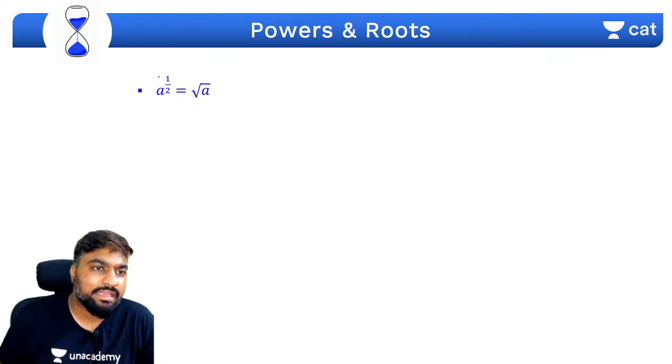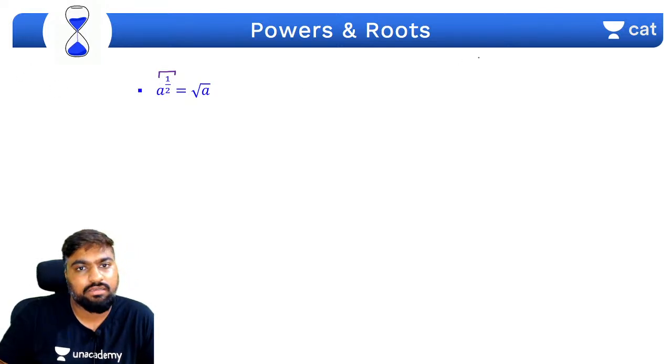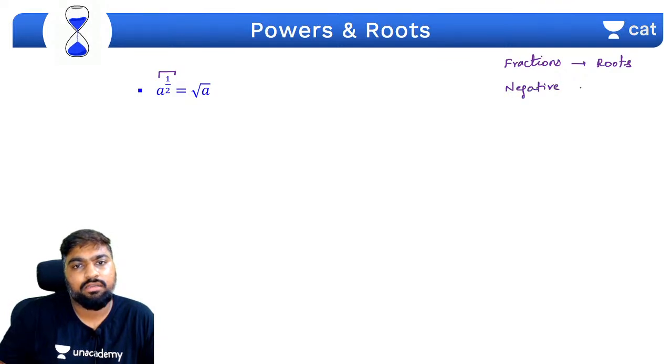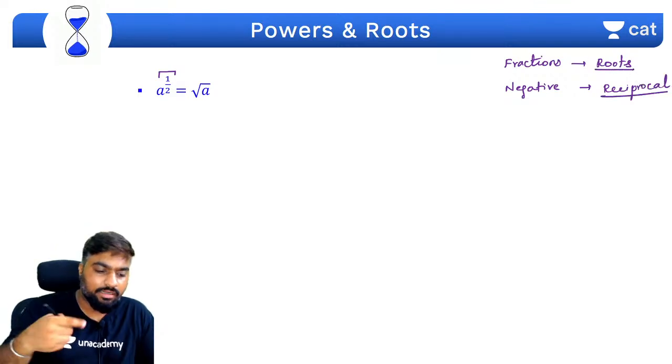If you have any number raised to the power 1 by 2, when you have fractions, listen to this carefully. If you have fractions in powers, it is roots. When you have negative terms in power, it is reciprocal. Again, a common place where people get confused.